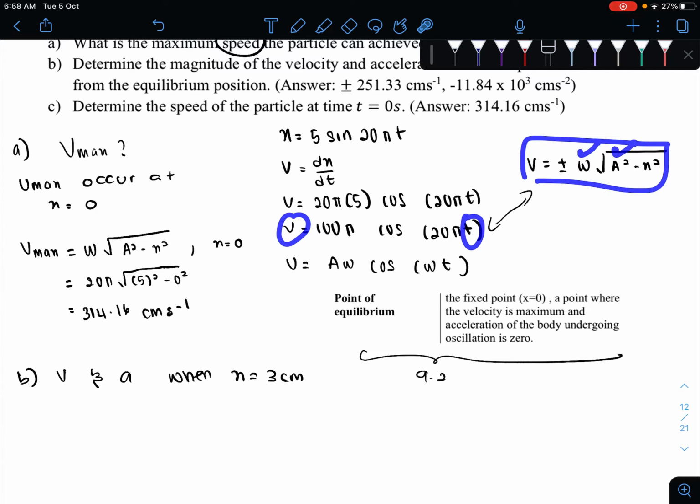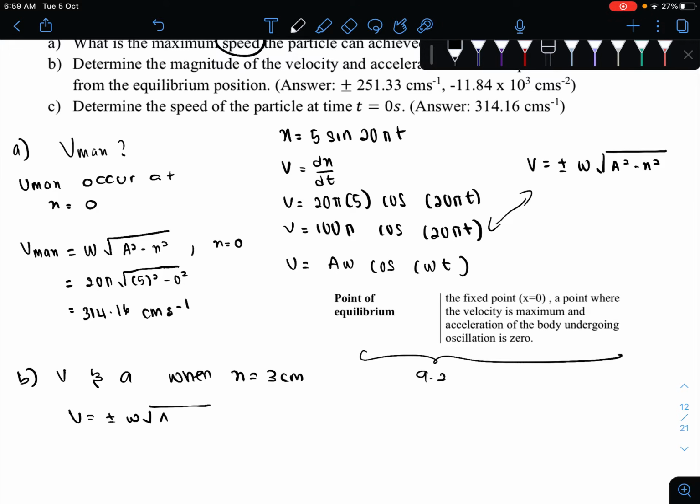Whereas for this equation, omega and A can be obtained from the question. If you know your X, you can find your V. So we will use this equation when X is given. So in this case, the X given is 3 cm. So I'm going to use my second equation, that is V is equal to plus minus omega times the square root of A square minus X square.